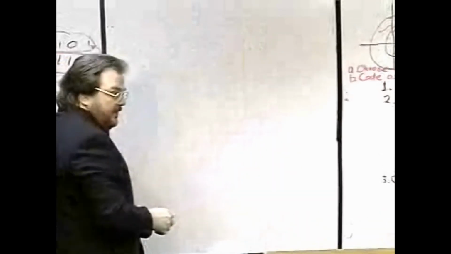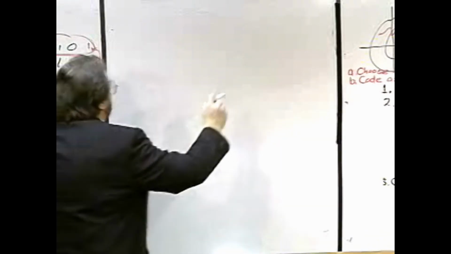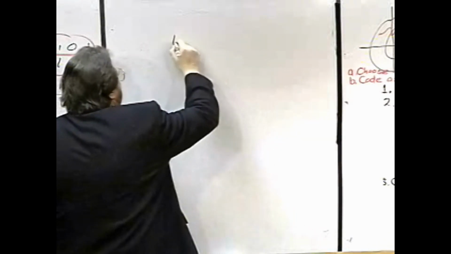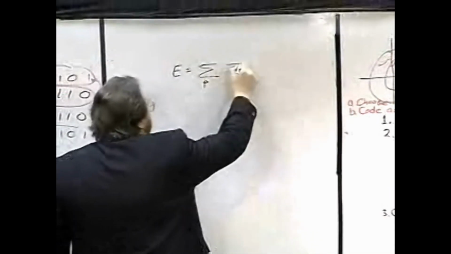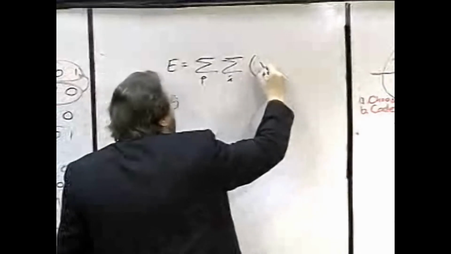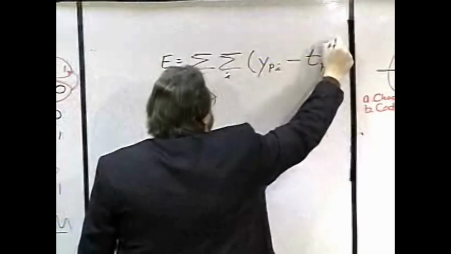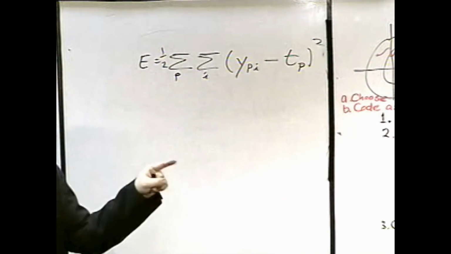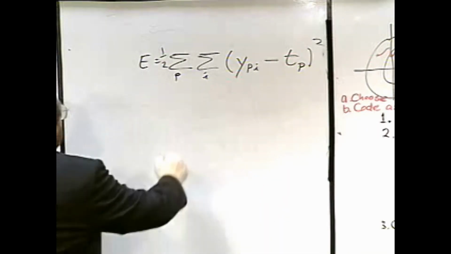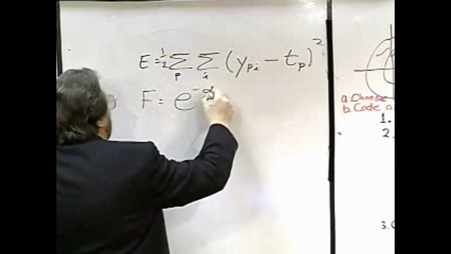How would you train a neural network? Well, let's look at a neural network. What is the error in the neural network? It is equal to the summation over P, the summation over I of your outputs minus your targets squared. I think we put a half here. That's the error. Well, this is something we don't want to minimize, so let's actually make the fitness equal to e to the minus alpha e.